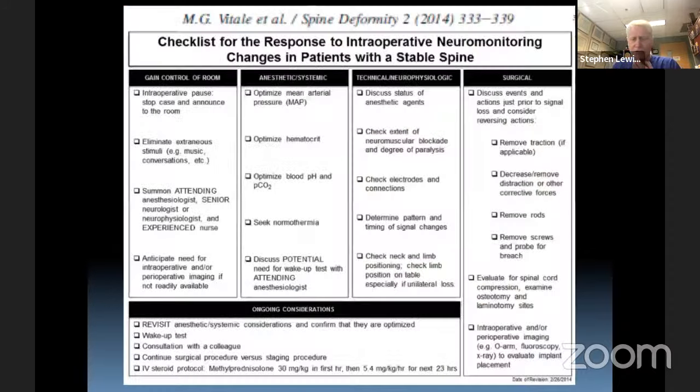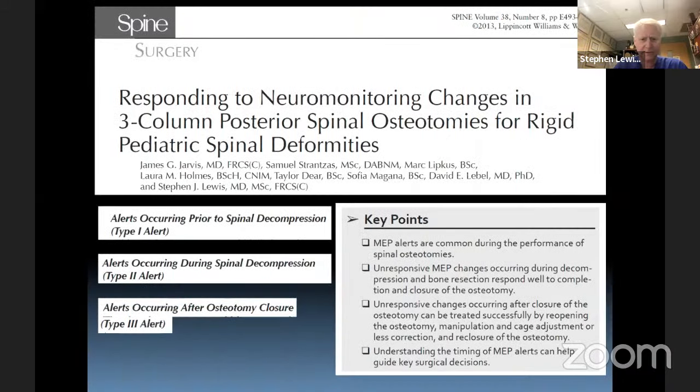So there are checklists that go on, and the checklists are pretty good. They make you think about a bunch of things, but they don't actually tell you what type of injury you're dealing with and whether the loss is MEP unilateral, bilateral, including SSEP or not. And that's kind of one of the biggest problems with these checklists.